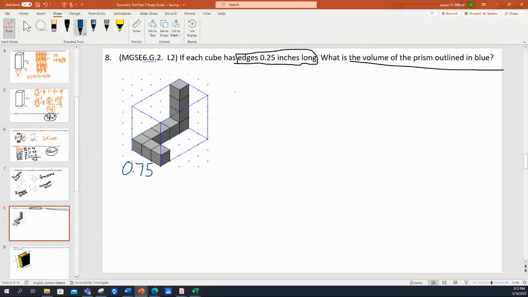Okay. Now, if you look over here for the back and the front, that's one, that's two, that's three, four, and five. So if you have five quarters, how much money do you have? That's right, $1.25.